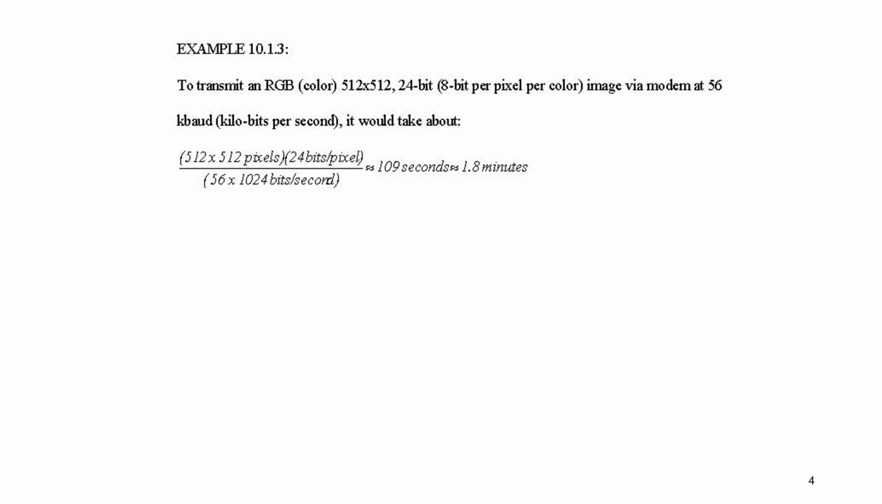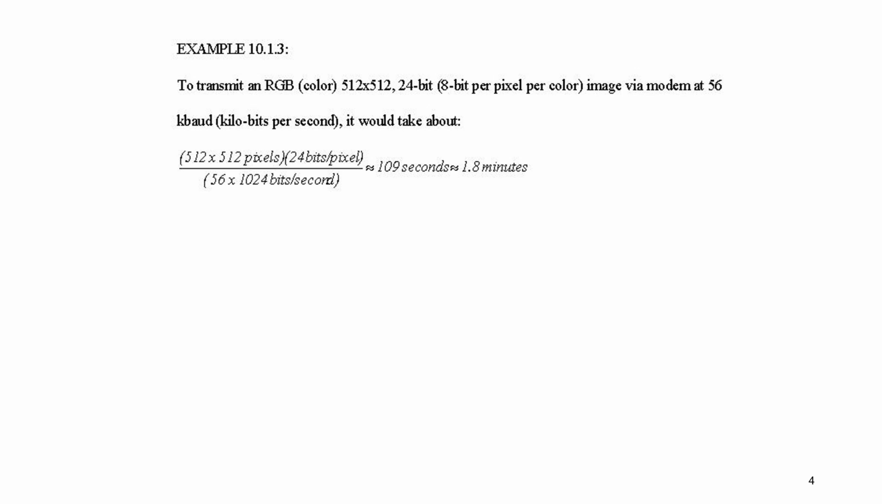You can see in the next example, to transmit an RGB image, that is a color image, 512 cross 512, 24 bits, 8 bits per pixel per color, via modem at 56 kilobaud, that is kilobits per second, it would take about... So what is the time it will take? That is what we have to find now.